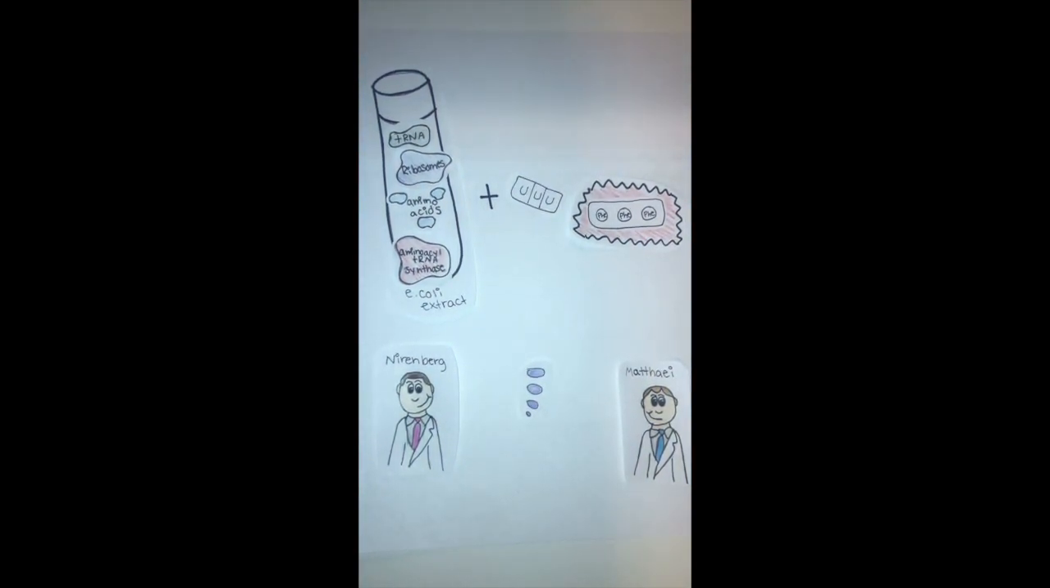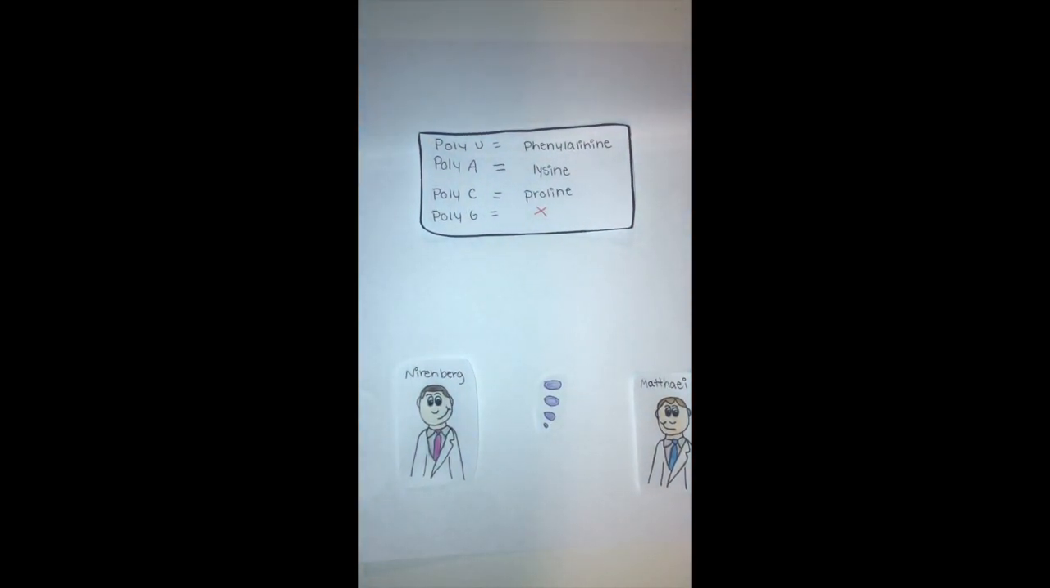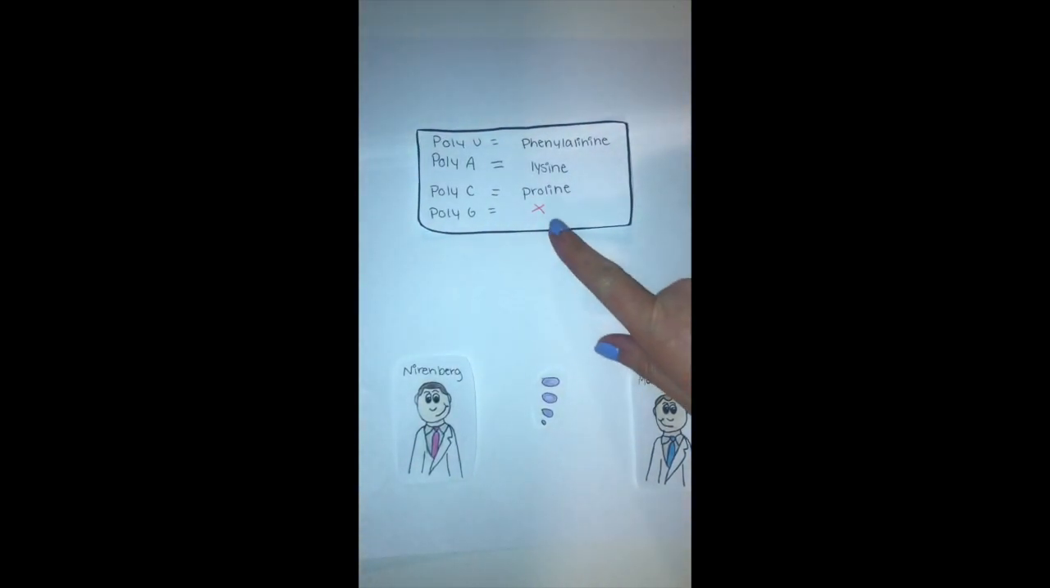Nirenberg and Matthaei repeated this process with a poly-A, poly-C, and poly-G. They found that a poly-A would create a protein made of lysine, poly-C would create a protein made of proline, and unfortunately, they were never able to get poly-G to create a protein.